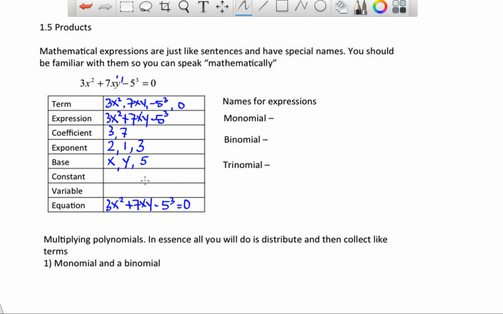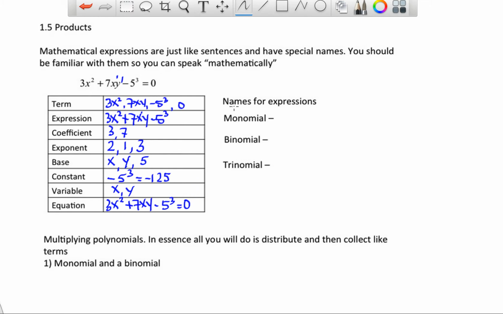Right, constant. So a constant is something that doesn't change. So the only value that doesn't change here is the -5 cubed, because the -5 cubed is always -125. And then a variable is something that's sort of a placeholder. It's a symbol that stands for multiple values. So x and y are the variables we have.